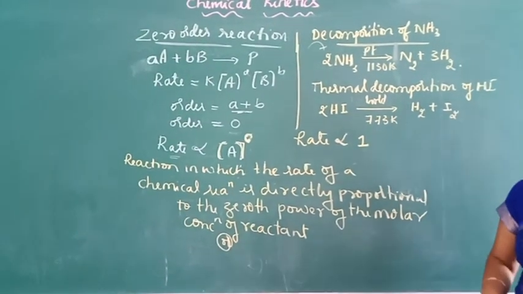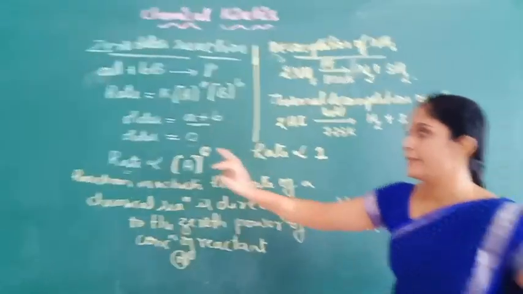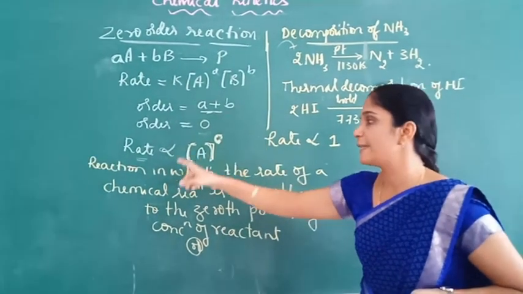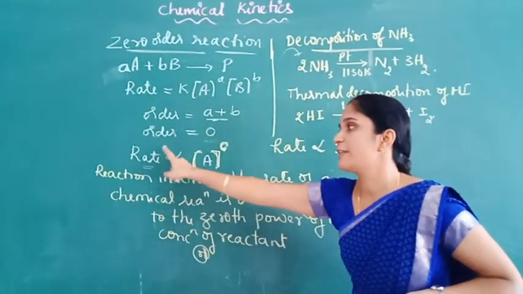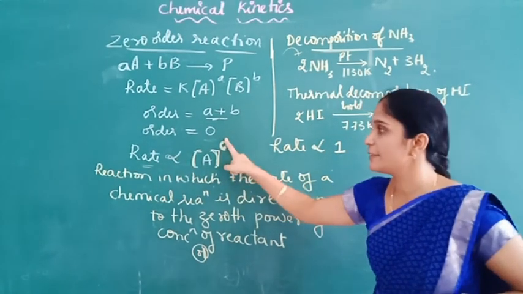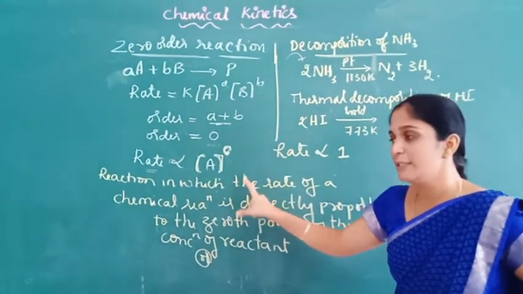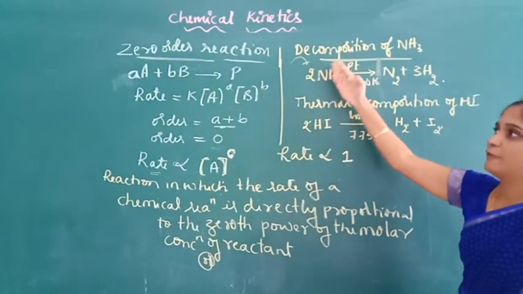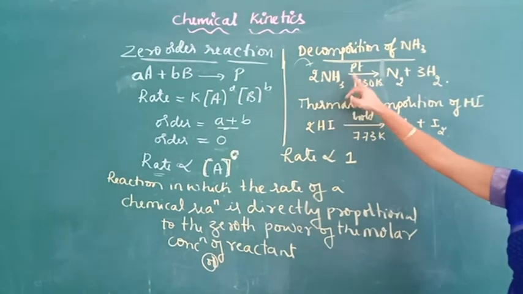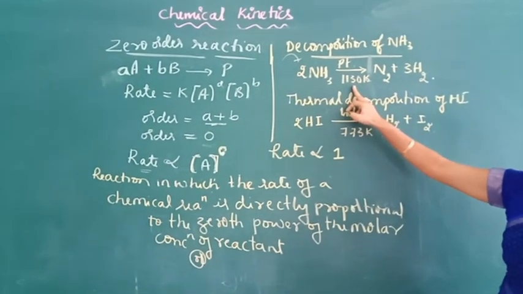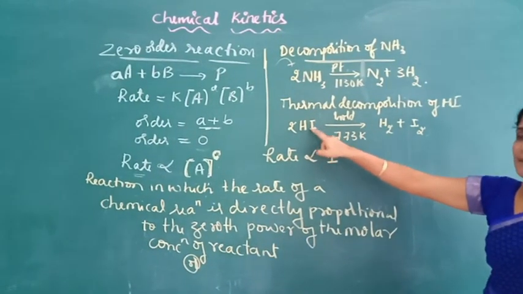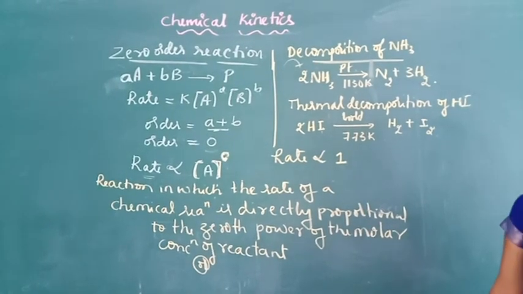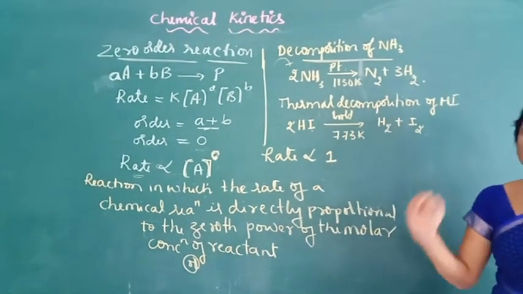So what is a zero order reaction? A reaction is said to be zero order when the rate of the reaction does not depend upon the concentration of the reactant. It can also be defined as a reaction in which the rate is directly proportional to the zeroth power of the molar concentration of the reactant. Examples are the decomposition of ammonia on platinum catalyst at 1130 Kelvin and the thermal decomposition of hydrogen iodide on gold catalyst at 773 Kelvin.